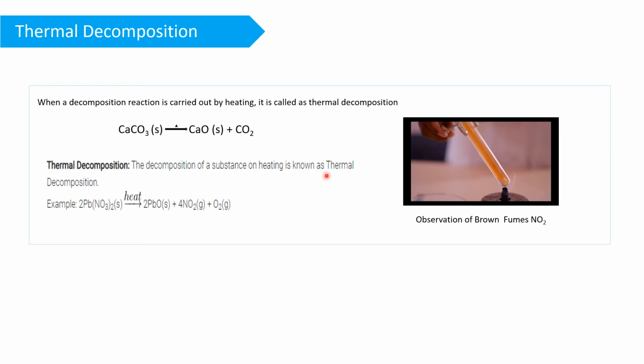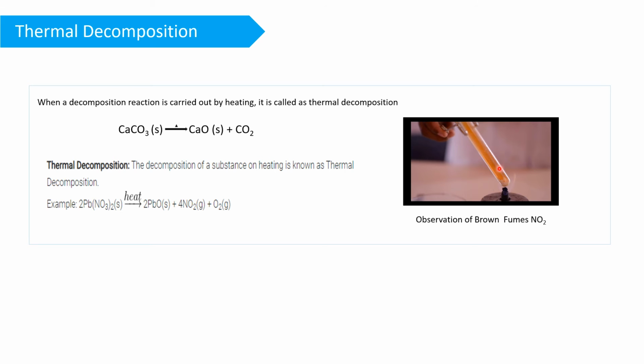Next example is lead nitrate. In a test tube, we are taking lead nitrate salt. What is the color of lead nitrate? It will be white. And what is the formula for lead nitrate? Yes, it is Pb(NO3)2. Now we are going to heat the lead nitrate that is taken in the test tube.